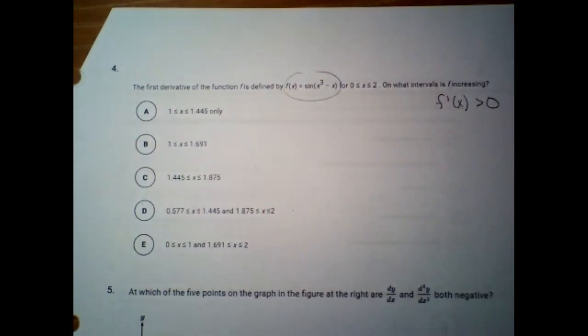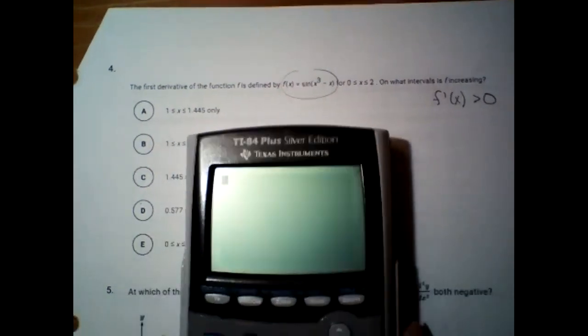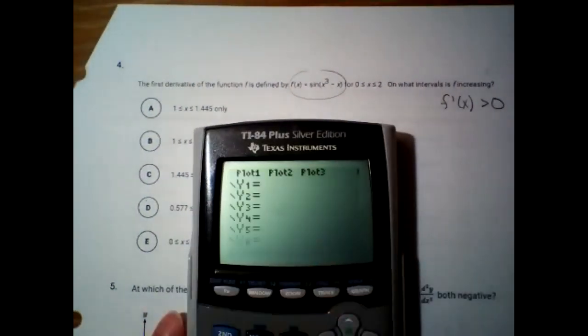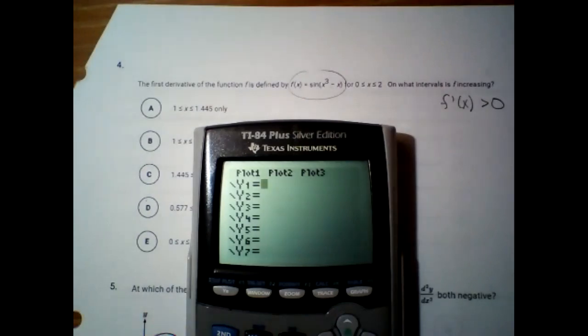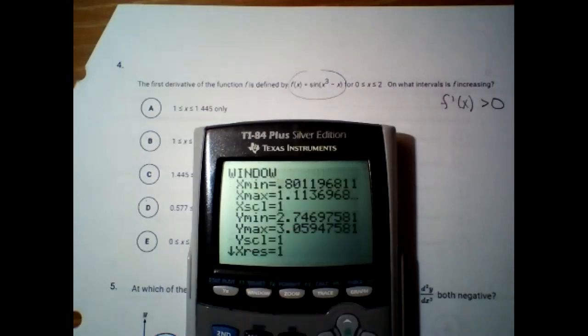All right, so I am going to go to y equals and type in that derivative function. So sine of x cubed minus x. And then I'm going to go to window and make my window 0 to 2. Oh, I must have been doing something really strange in here before. Let me just make that negative 5 to 5. We'll see if that's good enough.